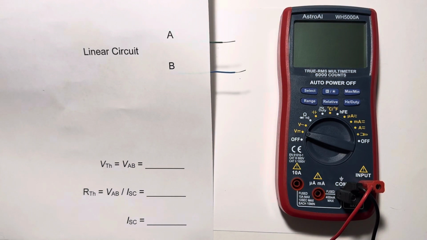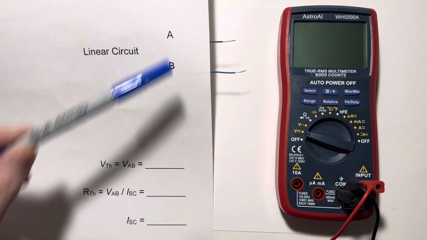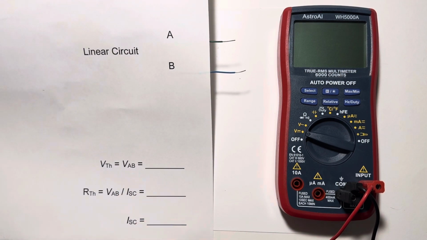Today we're going to do an experiment to determine the Thevenin equivalent of a linear circuit. Now the actual circuit is hidden under this sheet of paper representing an arbitrary linear circuit in a black box. The Thevenin equivalent of this circuit is the open circuit voltage across the port terminals A and B, that is V sub TH equals V sub AB. And we'll just measure that using our trusty digital multimeter here.